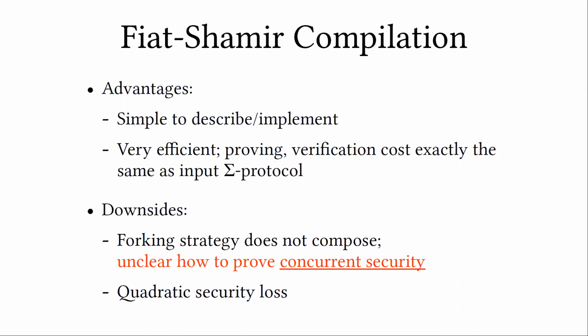Specifically, the forking strategy doesn't compose concurrently. So if you want to argue concurrent security of a NIZK that's compiled, the Fiat-Shamir transform may not work. And there is also this quadratic security loss that comes from having to rewind the prover multiple times.